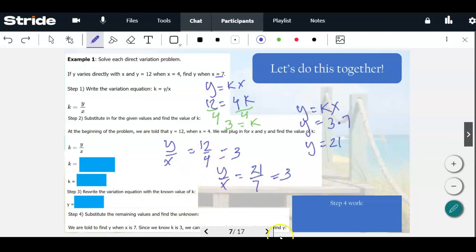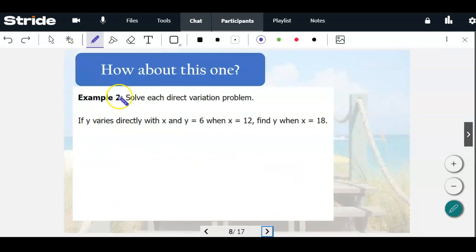All right, that should cover that. Let's go ahead and go on to the next one. So how about this one? Solve each direct variation problem. If y varies directly with x and y equals 6 when x is 12, find y when x is 18. Now we can do k is equal to y over x if you prefer that. So we have y is 6, x is 12, and that reduces to 1 over 2, or 0.5.